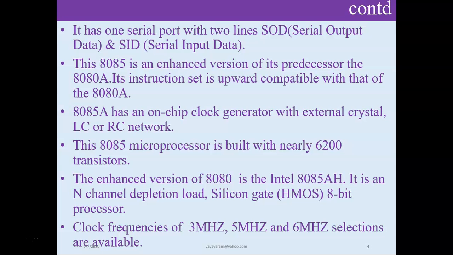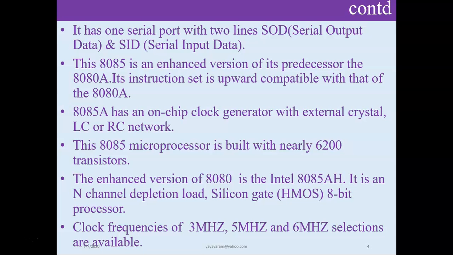with some examples. The 8085 microprocessor in general is built with nearly 6,200 transistors. As I have told you in my earlier video, it is a VLSI chip, very large scale integrated chip. So it was designed with 6,200 transistors.